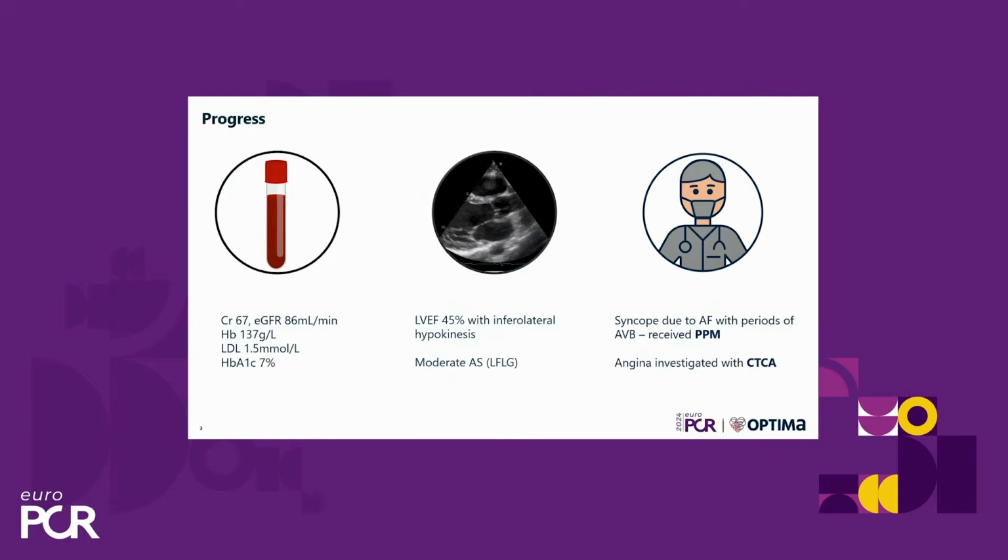A transthoracic echocardiogram showed mildly impaired left ventricular systolic function with moderate aortic stenosis. He also had a pacemaker implant, as the syncope was thought to be related to AF with periods of AV block. He then had a CT coronary angiogram to investigate his angina. The coronary angiogram showed severe native 3-vessel disease with a CTO of his LAD and right coronary artery.